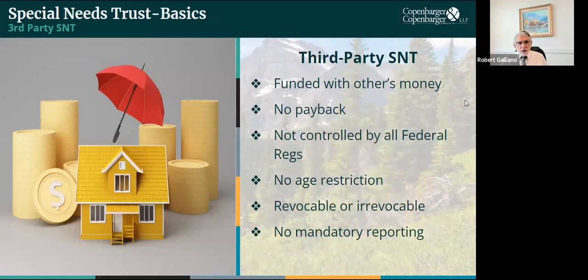Right now, what I want to talk about is the third-party trust. Again, I mentioned earlier that the terminology we use for the first-party trust is special needs trust. For third-party trust, we generally call them supplemental needs trust. So why the difference? They both pretty much accomplish the same thing. So why do we have a different nomenclature for the first party and the third party? And here's the reason why.